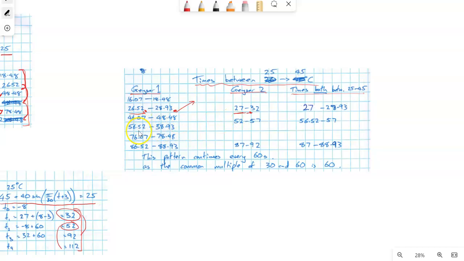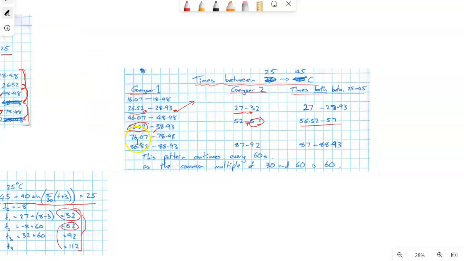52 to 57, well, here's 56.52 seconds, which is within this time period, right? And then 57 is within this time period. So only between here and here is there going to be any overlap. So that's why I've got it there.